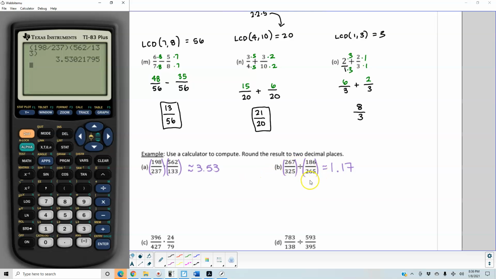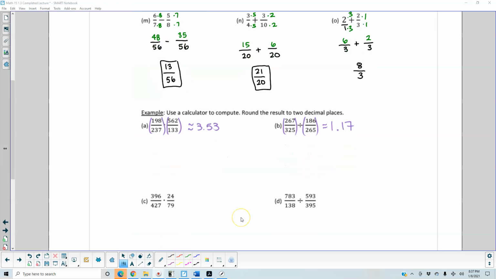Okay, let's take a look at the next example. We have 267 over 325 divided by 186 over 265. So let's go ahead and put that fraction in. So we have 267, make sure to use the parentheses, divided by 325, and then using a division symbol, divided by, and then make sure you use the parentheses again, 186 divided by 265, and that gives us 1.17.